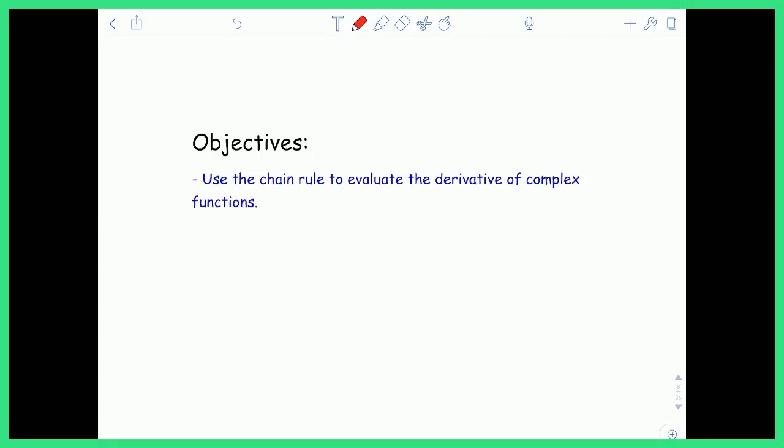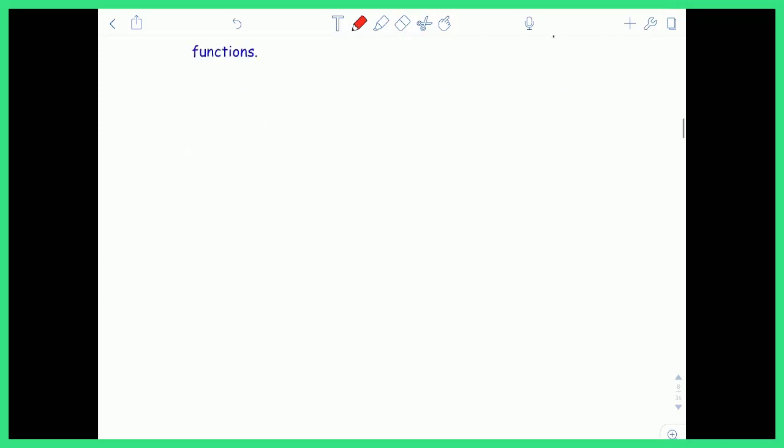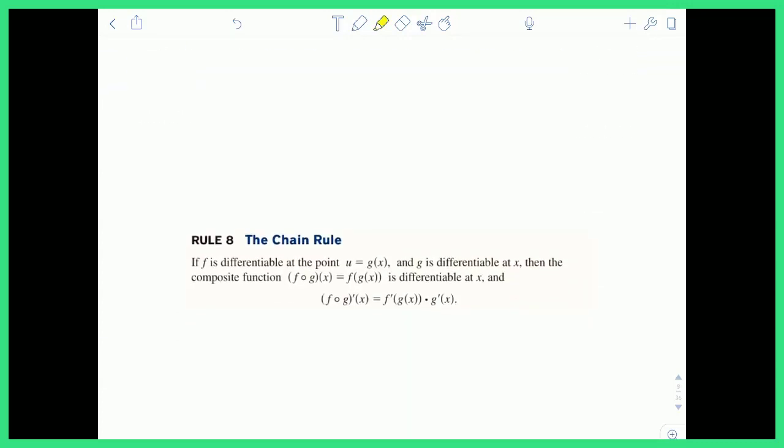This video is going to focus on using the chain rule to evaluate the derivative of complex functions. And when I say complex functions, I'm talking about functions that have multiple layers. Let's get right in with the definition of the chain rule.